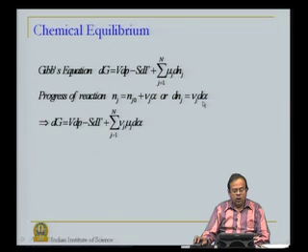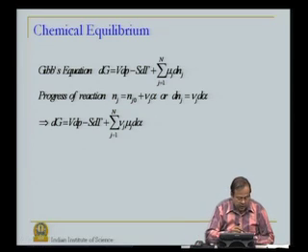So, now if we substitute dNj equal to nu j d alpha into our Gibbs equation, we get the free energy change dG equal to V dP minus S dT, equal to the summation over j equal to 1 to n of nu j mu j d alpha. Now, what happens when the reaction proceeds?